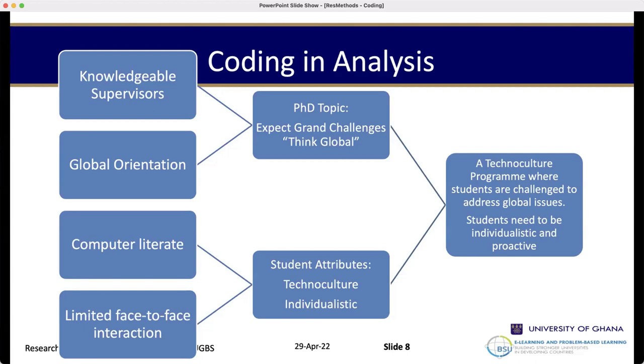So what kind of PhD program are they running in a technoculture? A technoculture program where students are challenged to address global issues. What type of students are they looking for? Students need to be individualistic and proactive. Now, where I've arrived came from the fact that I have built a logical chain of evidence to arrive at that.